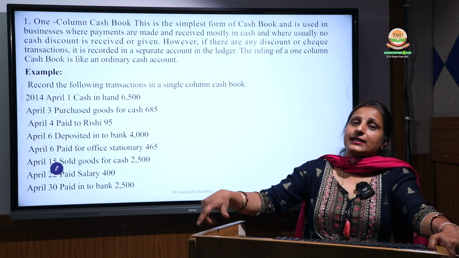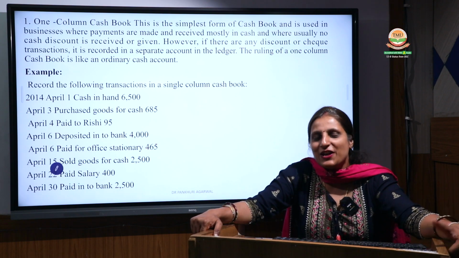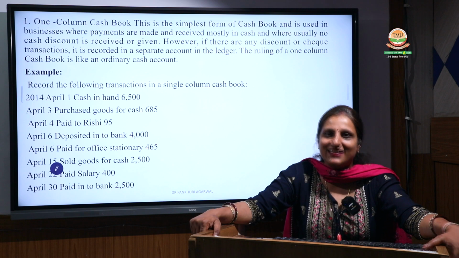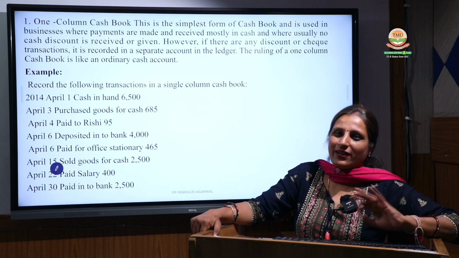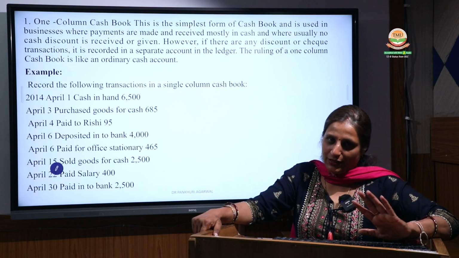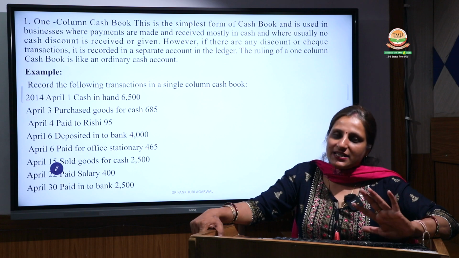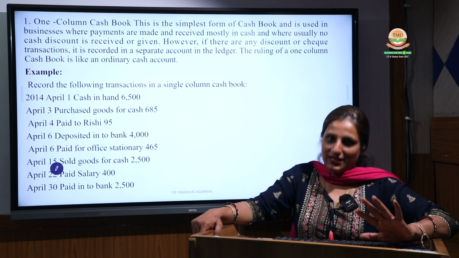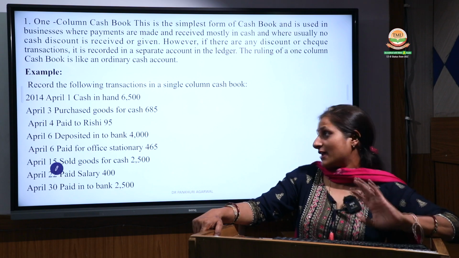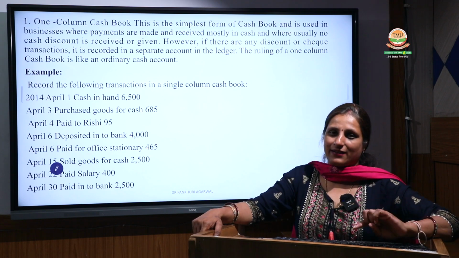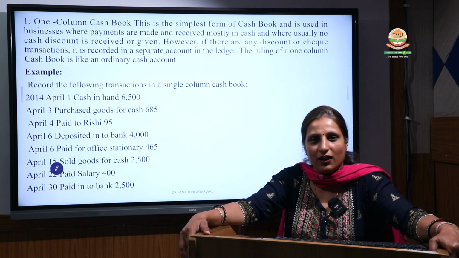Now, what is one column cash book? What do we do in one column cash book, students? This is the simplest form. It's just like a cash account. If you know how to post the entries in the ledger, then it is very easy to prepare the one column cash book. Because it is one column cash book, we only post the entries related to the cash, like the cash account. You have only two sides, debit and credit. On the debit side, you post the entries of the debit side, and on the credit side, you post the entries of the credit side.